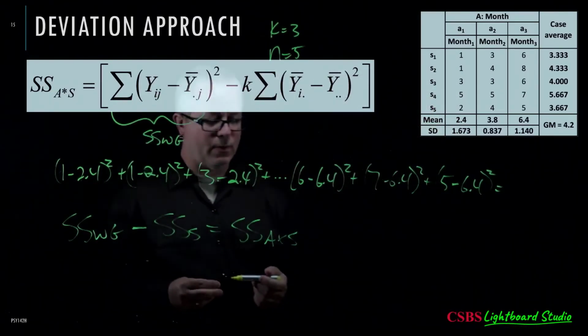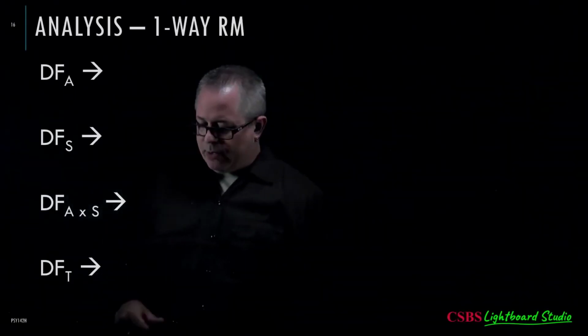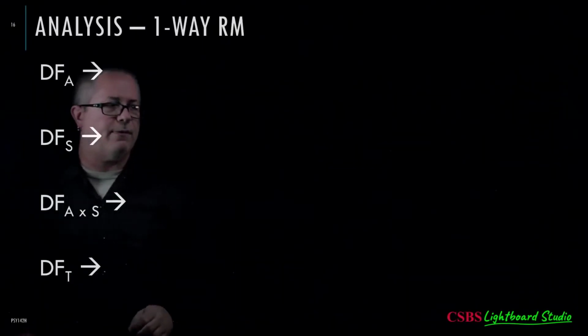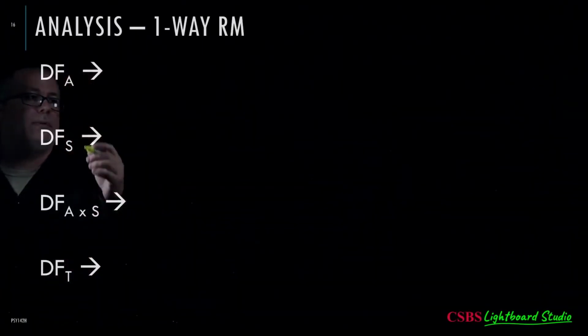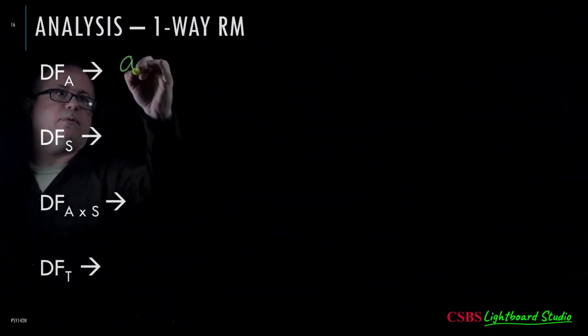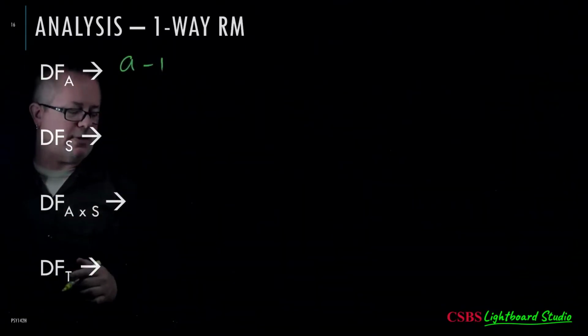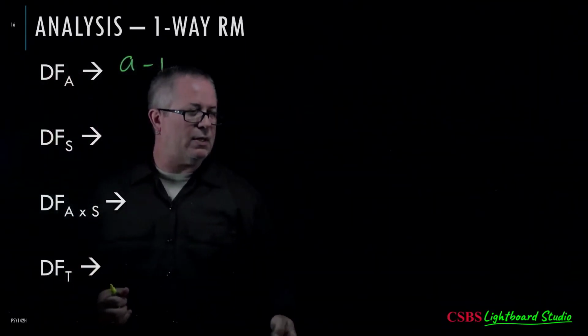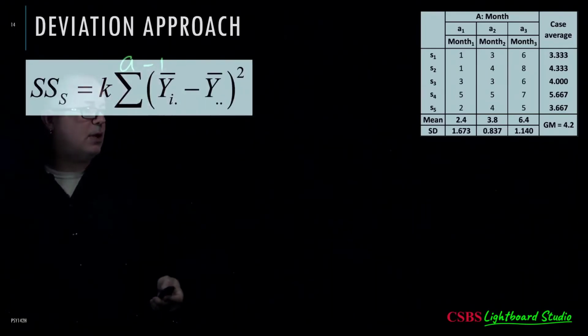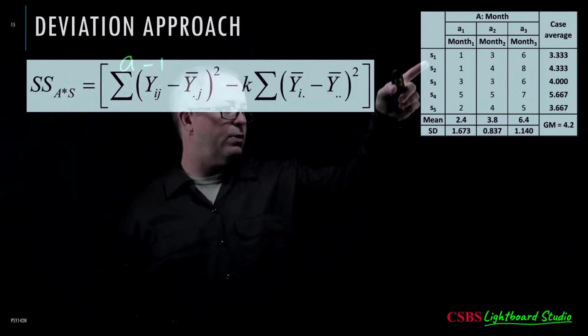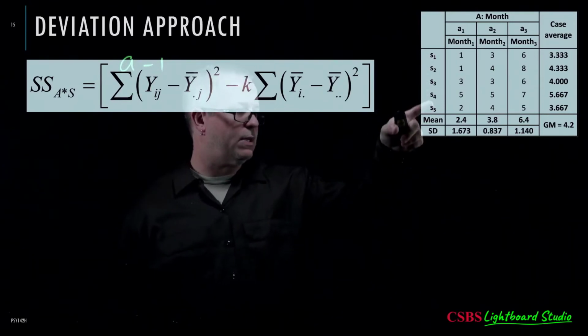Okay. Questions about that? What about degrees of freedom? For A, they're going to be the same. We have whatever levels of A are, minus 1. Easy enough. Degrees of freedom for subjects, or how many subjects do we have? This one gets a little tricky. It's not the number of scores, but how many unique subjects do we have? We only have 1, 2, 3, 4, 5 subjects.